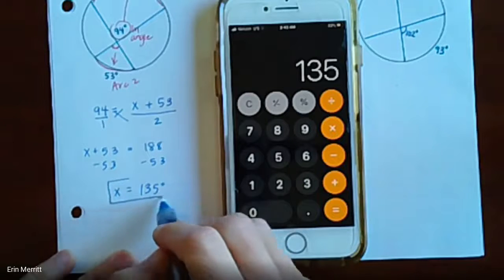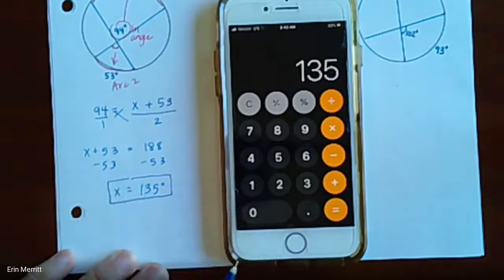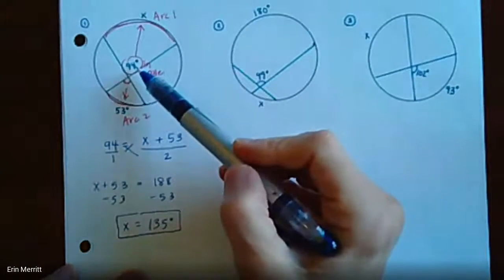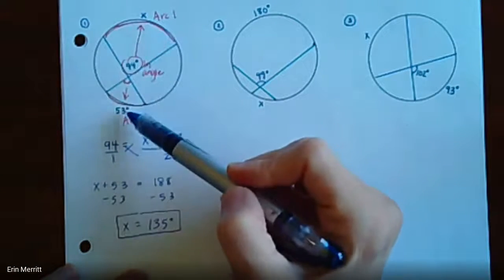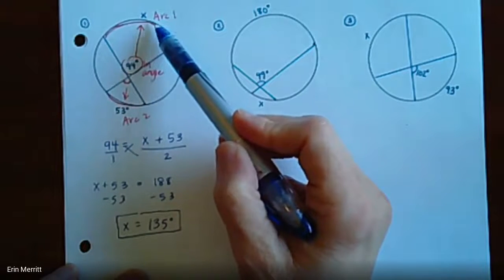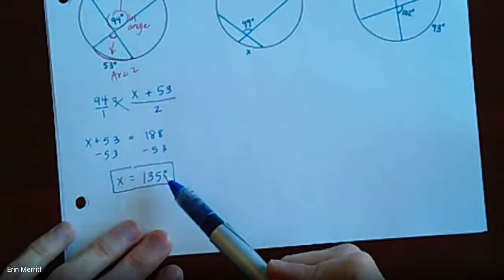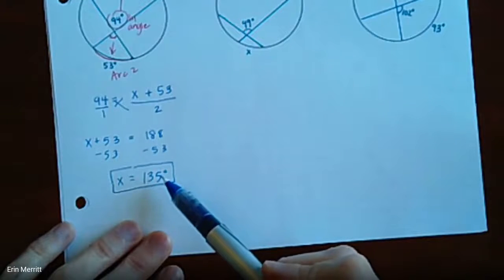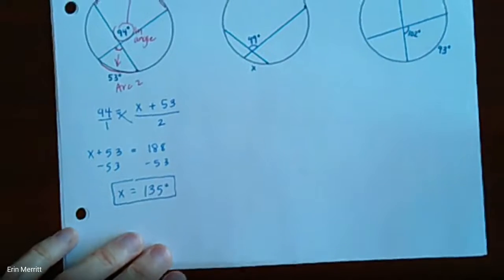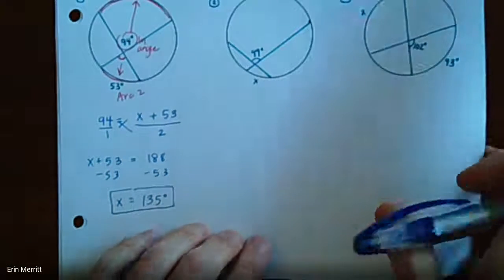And now when you get the answer, I want you to stop and think for a second. Does it make sense? For the in angle, 94, that in angle is supposed to be the average of these two. So if 53 is smaller than 94, then the other arc should be a lot bigger than 94. And 135, hopefully that makes sense. That's a lot bigger than 94 there. You can try the other two for practice. Check the website for answers.